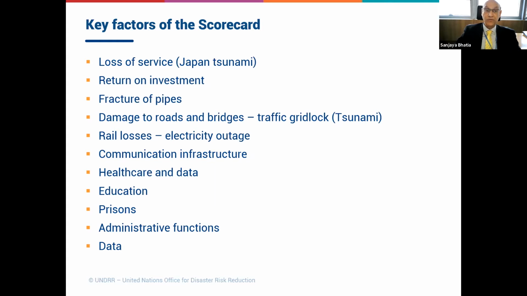So that's also what we call a cascading emergency. The earthquake caused the tsunami. The tsunami caused the power blackout. The power blackout caused the nuclear disaster.